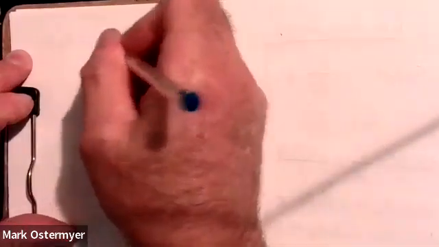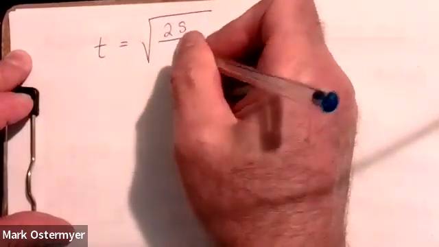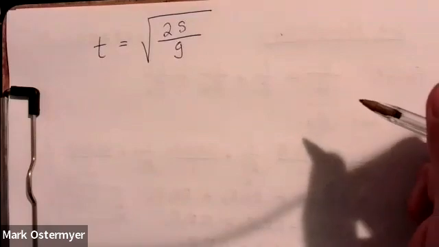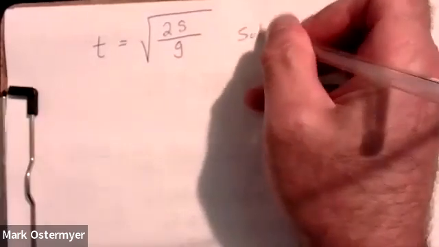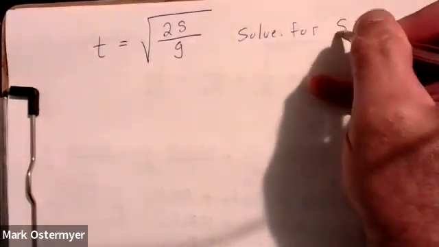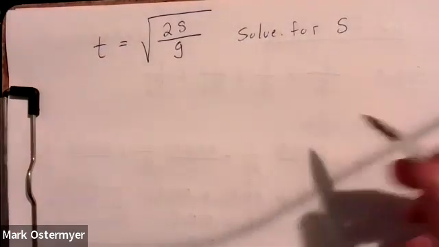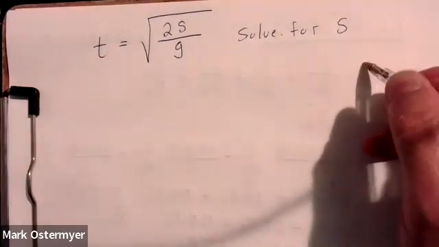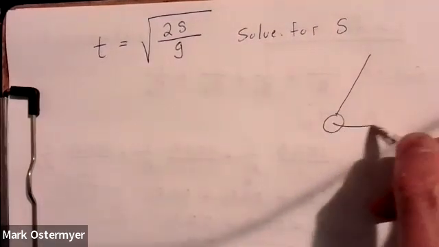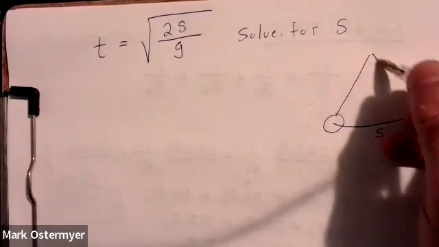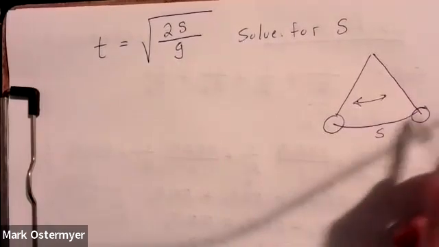This one here is t is equal to the square root of 2s over g. We want to try to take this formula and solve it for s, the variable s. This formula, out of interest, pertains to a pendulum, like on a clock. A pendulum is going to sweep out a certain arc length versus time. So this goes back and forth, a pendulum on a clock.